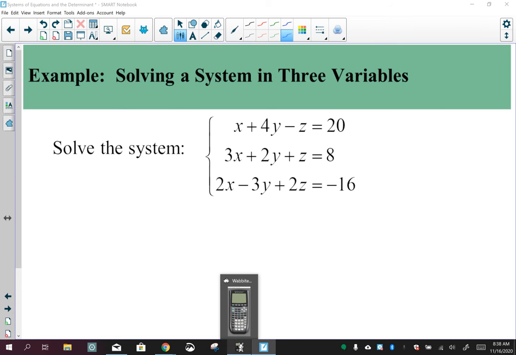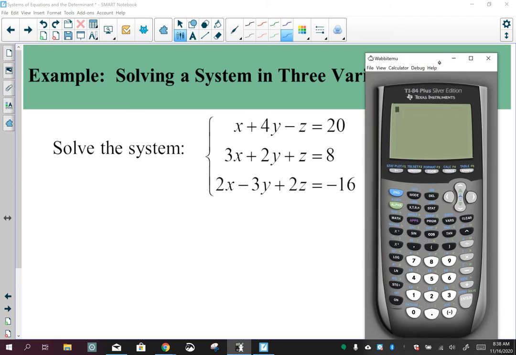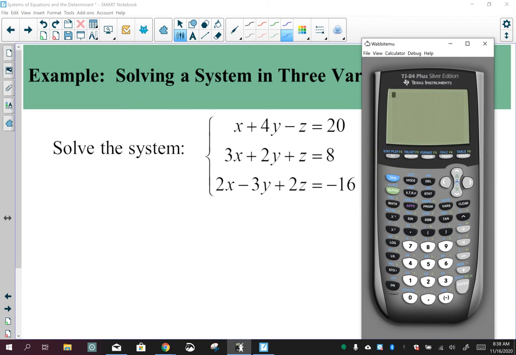So I actually don't remember if this one has it. Nope, this one does not. So I'm going to show you a different way on this one. I'm going to do this through matrix form. So what I'm going to do is go second matrix, because you're actually about to use this here. And this is a 3 equation with 4 columns.